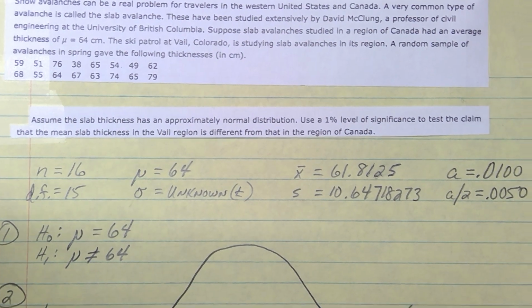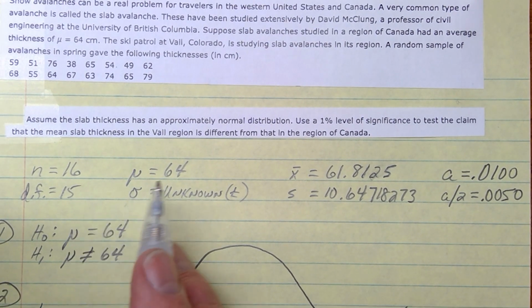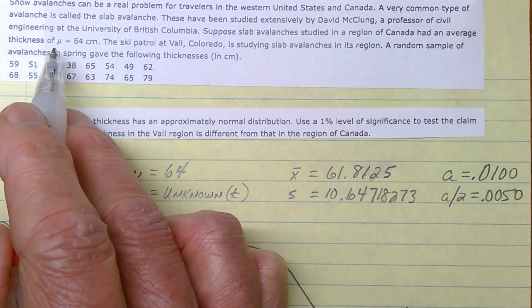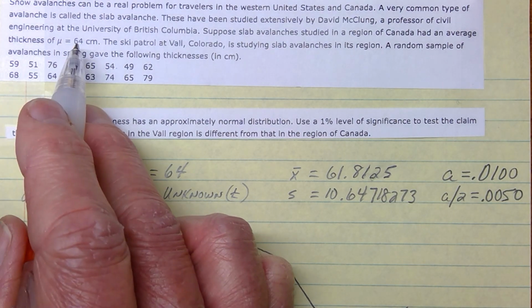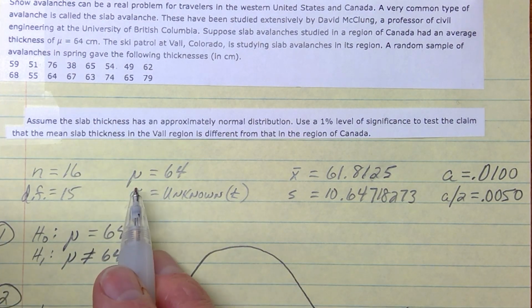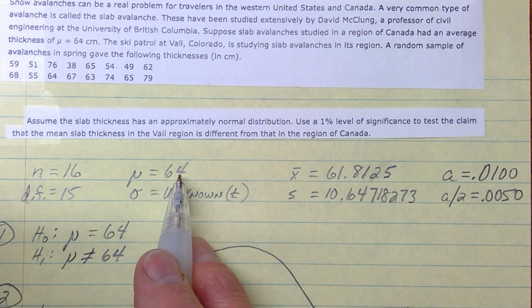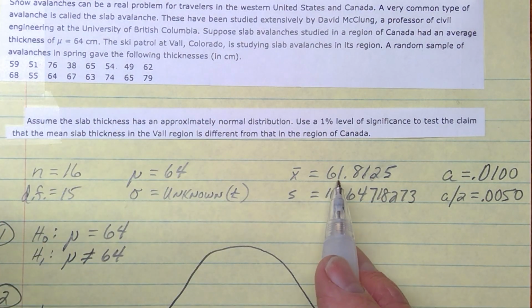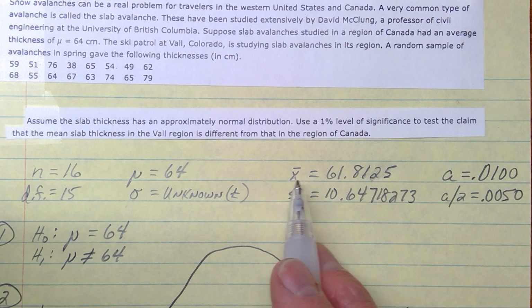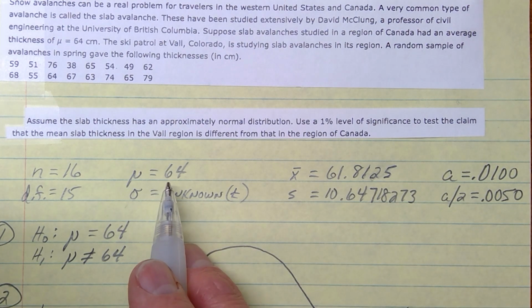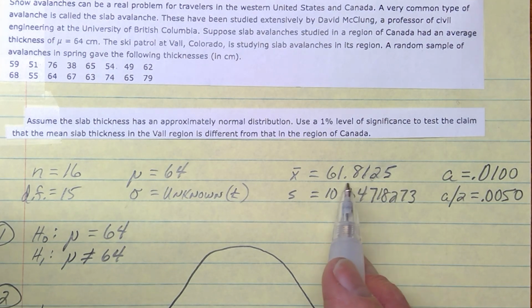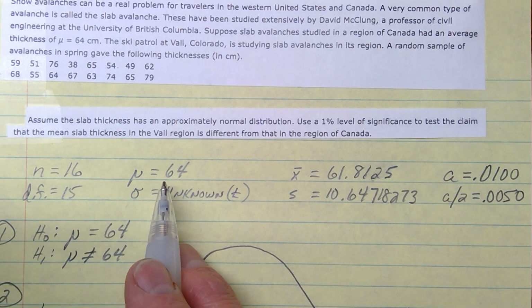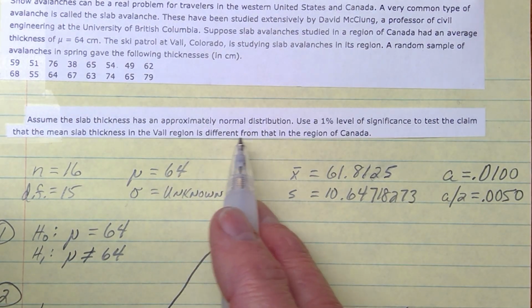All right, now that we have that data, the rest of the problem is the same. They want us to check and see if it is different from what is assumed to be true. If you read up here, it is assumed that the thickness is 64. This is the accepted belief, the null hypothesis: the thickness is 64. I did my own sample right here, and I came up with 61.8. It looks like my sample is thinner than 64. This is 64 inches, that's 62 inches. Mine appears to be thinner.